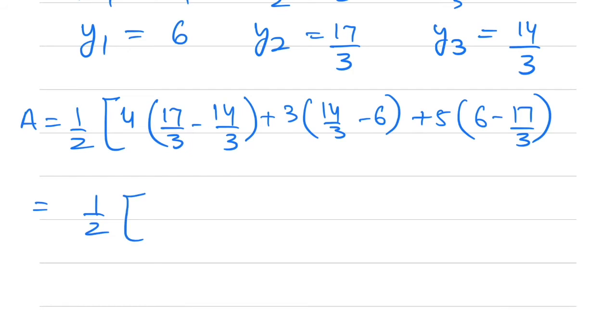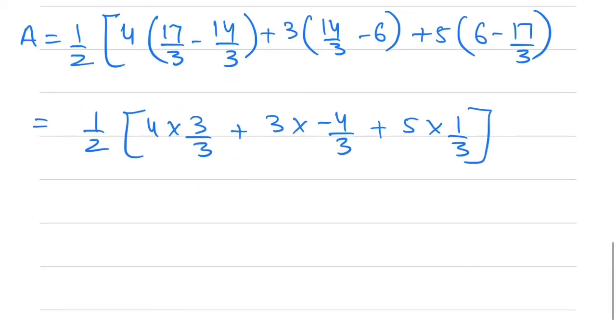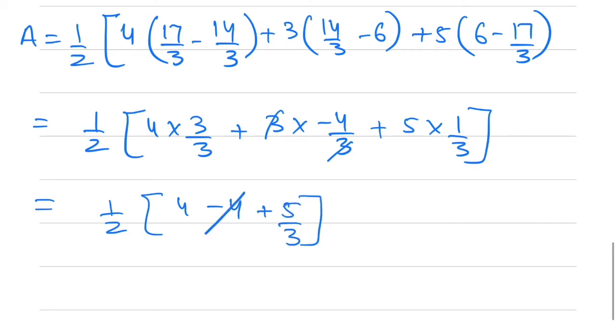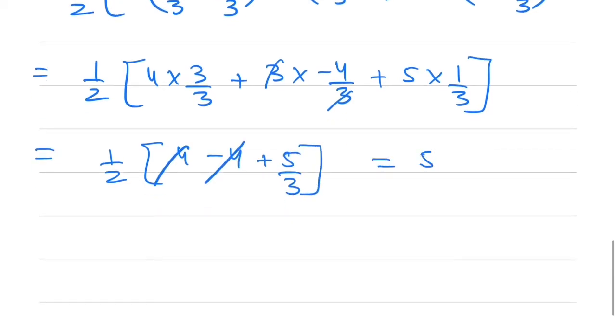Half into 4 into 3 by 3 plus 3 into (minus 4 by 3) plus 5 into (18 minus 17), so 1 by 3. So this is equal to half, and this is 4, this gets cancelled, minus 4 plus 5 by 3. So this gets cancelled, so we get 5 by 6.